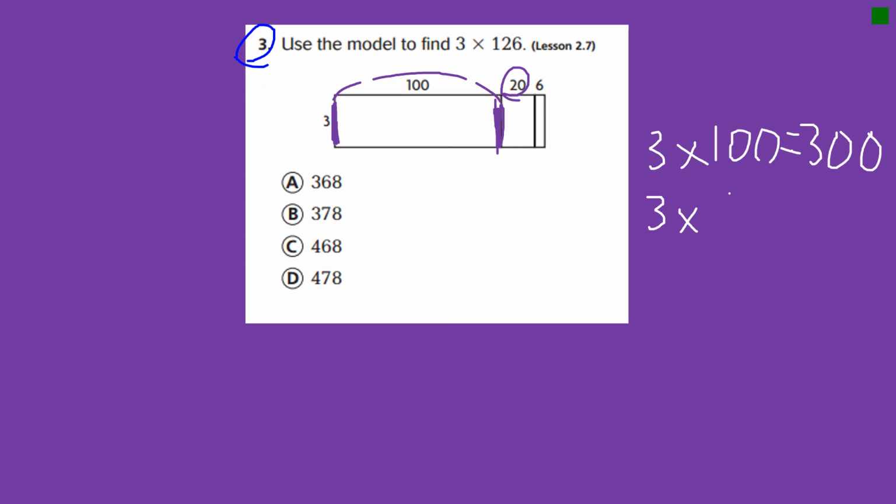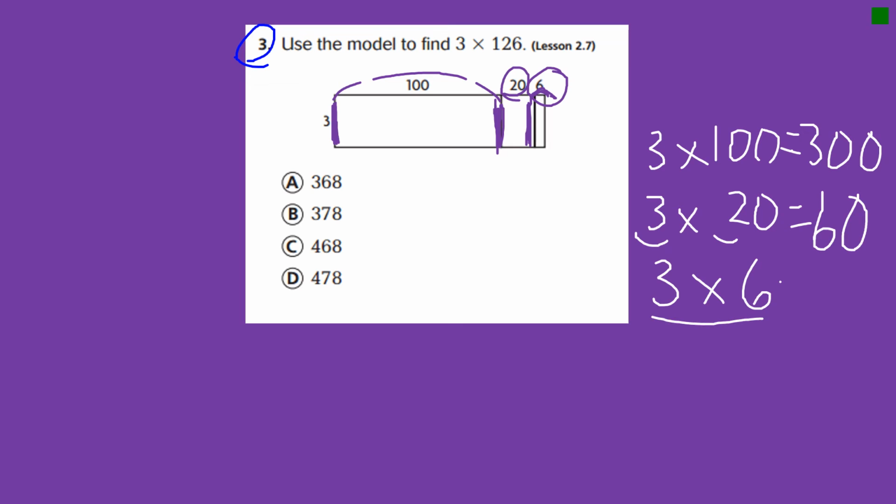And then in the next section, still 3 rows, because we know about rectangles, 3 rows of 20. 3 rows of 20, right? 3 times 2, 6, with the 0 is 60. And then this little guy at the end, 3 rows of 6. 3 rows of 6.